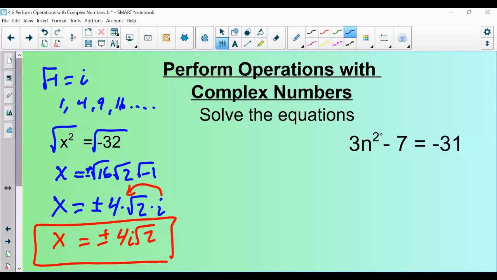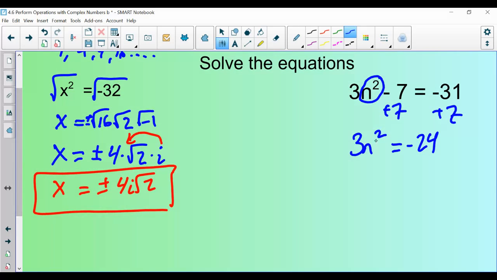This one here, the thing that is being squared is this n, right? n is being squared. We need to solve for n squared. And so you're going to undo the minus 7 and then multiply by 3, just like you would have in previous sections. In algebra 1, you'd first add 7 and add 7. So you'd get 3n squared is equal to negative 24. The thing that is being squared isn't by itself yet. It has a multiply by 3, so you're going to divide both sides by 3, and you would have n squared is equal to negative 8.